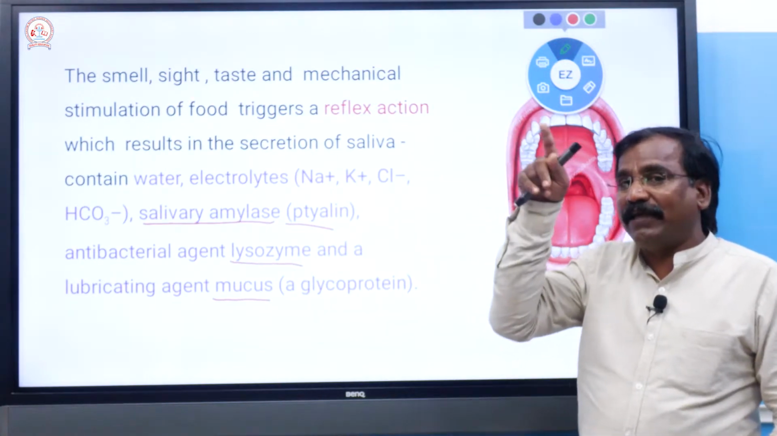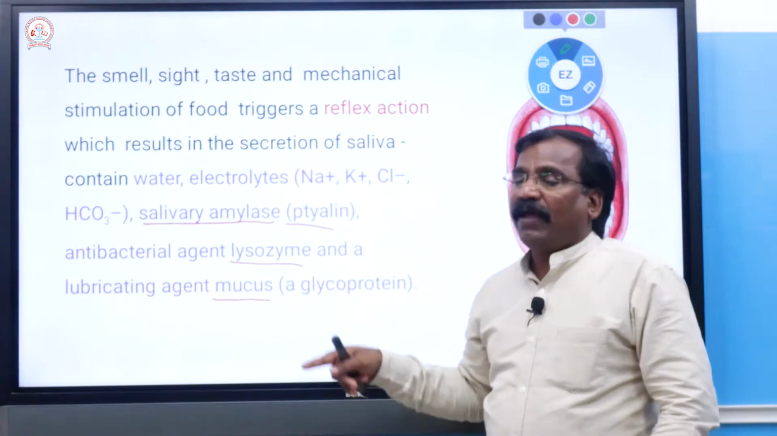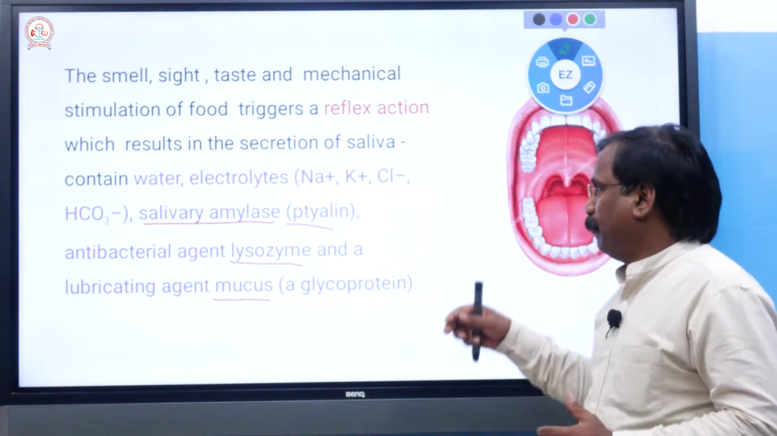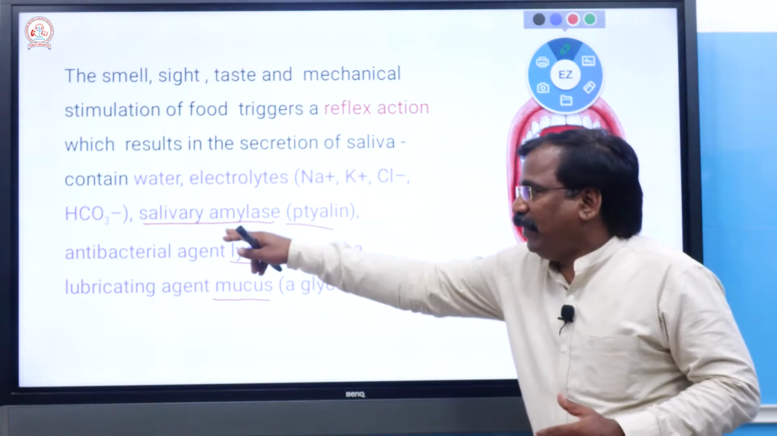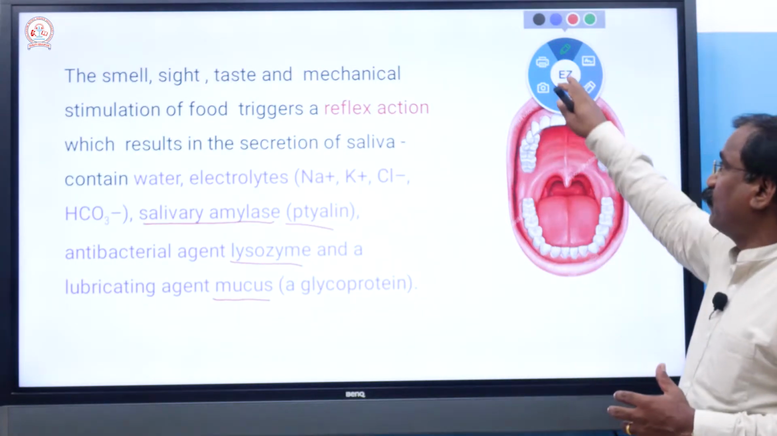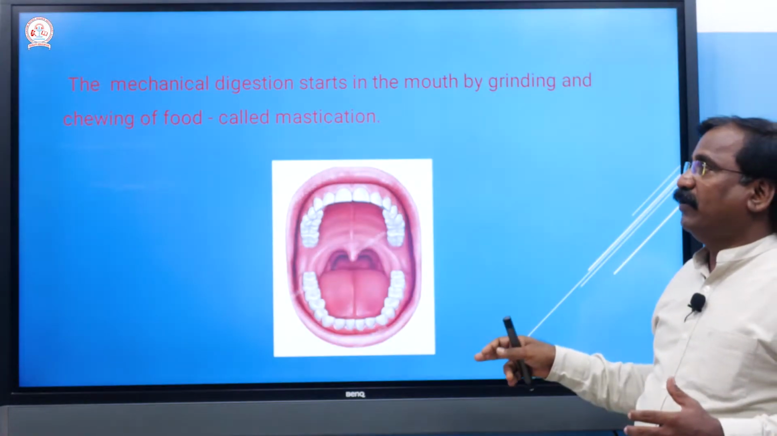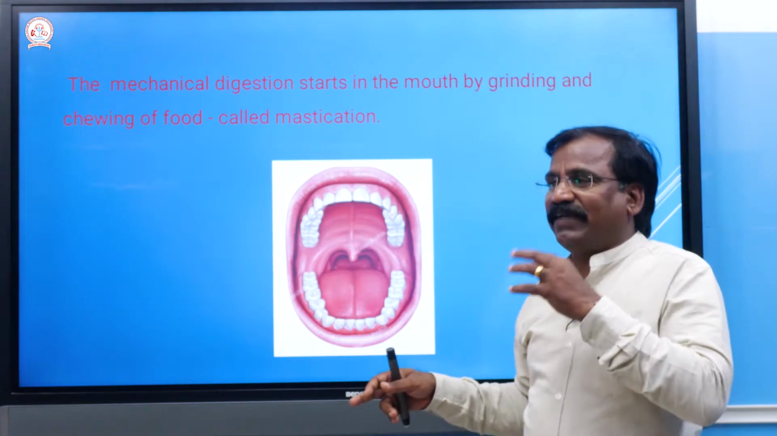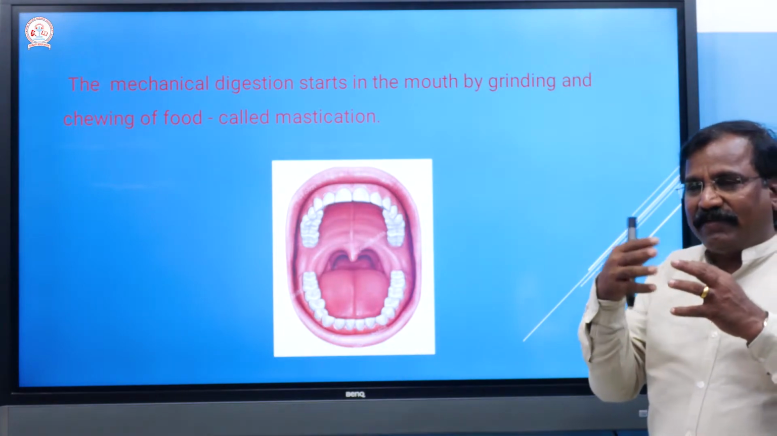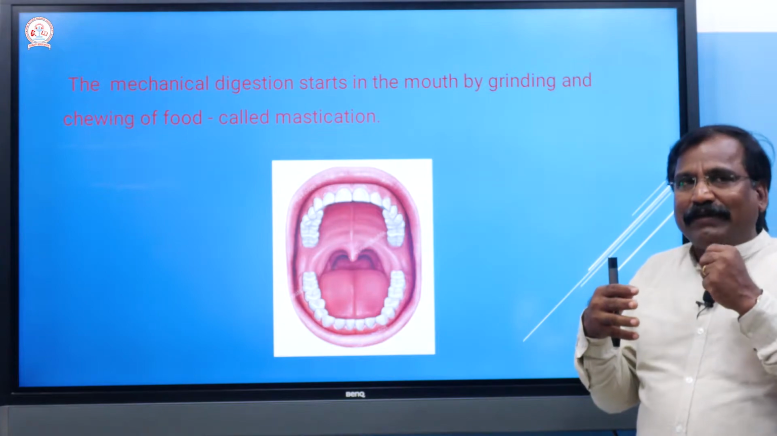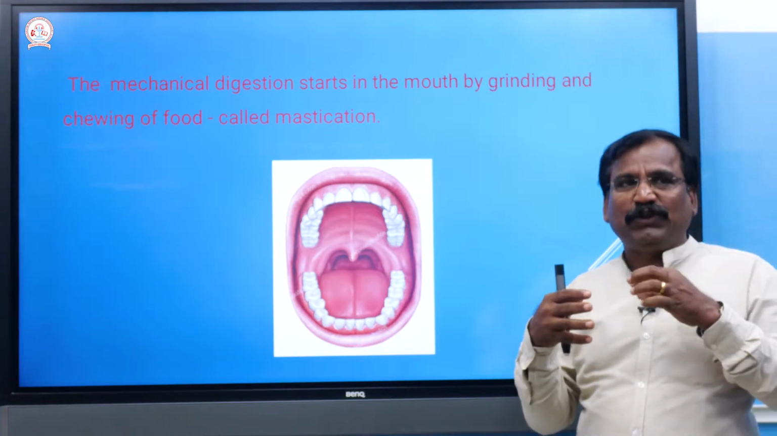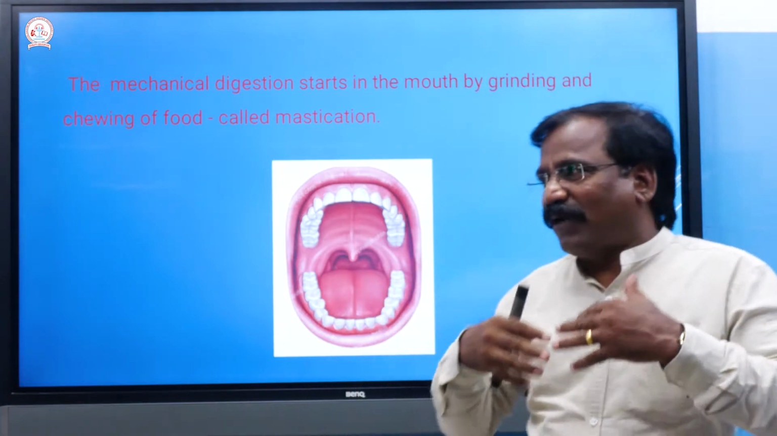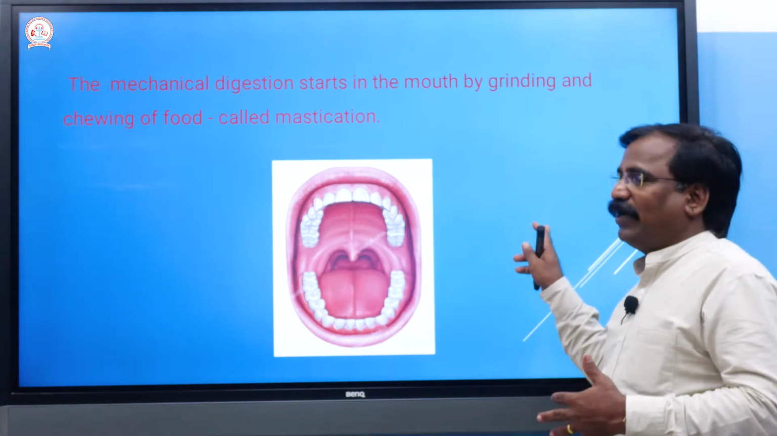Not lysosome, that is a cell organelle. It is lysozyme, and mucus, a lubricating substance. Okay, that's all. Mainly the salivary amylase is going to act upon the food and digest it. When the food is introduced, the salivary gland secretes saliva and we start chewing. That is called mastication. We started chewing the food, so that is called mastication.